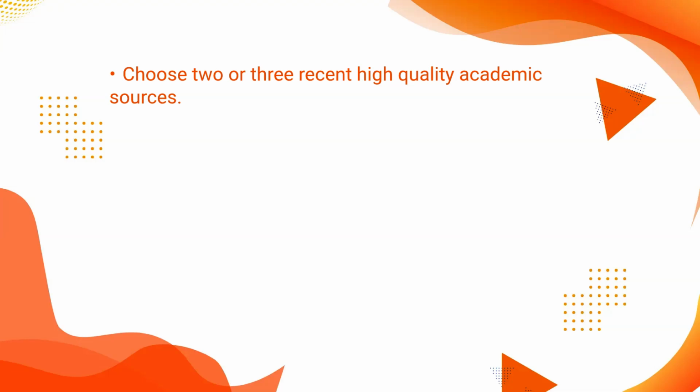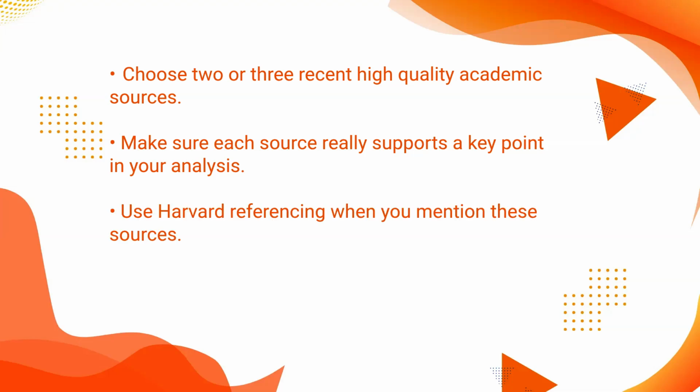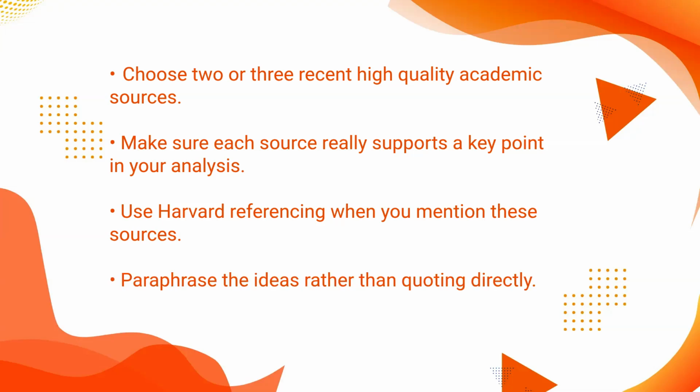Let's talk about using sources and referencing. You'll want to choose 2 or 3 recent, high-quality academic sources that talk about the employee life cycle, retention strategies, and the role of people professionals. Make sure each source really supports a key point in your analysis. For example, showing why engagement matters for retention. Use Harvard referencing when you mention these sources, and include a properly formatted reference list at the end. Paraphrase the ideas rather than quoting directly. That'll help you keep within the word count and show that you understand the concepts.